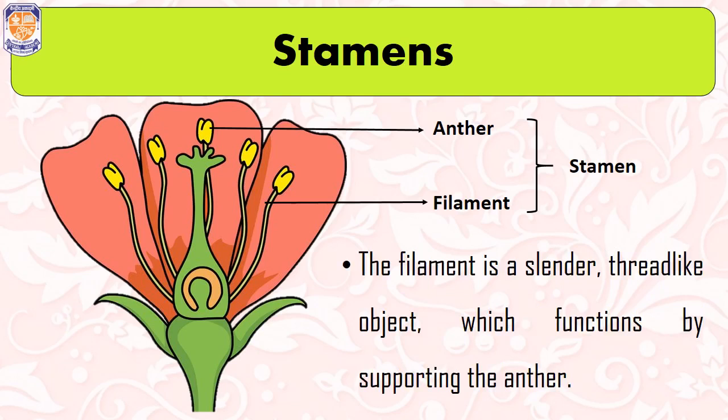Then the filament is a slender thread-like object which functions by supporting the anther. The only function of the filament is to support the anther. In a flower, there are always more than 2 to 3 stamens.